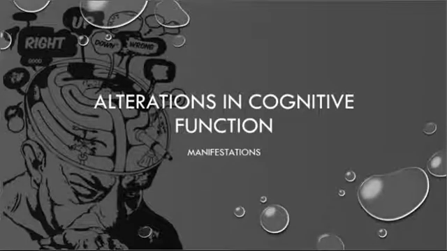So, the manifestations of alterations in cognitive function. The general manifestations start on page 1708. They go on quite a bit. I have it broken up here. I also want you to look at table 23.1 on page 1708, indicators of disordered thinking.